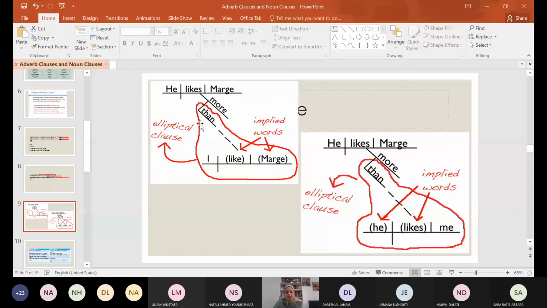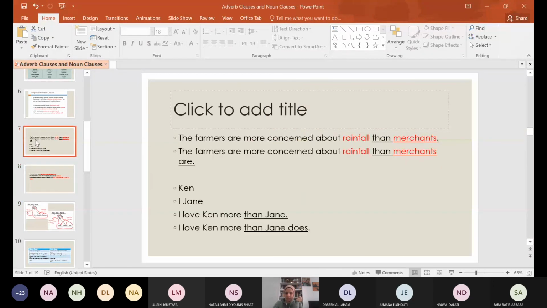He likes Marge more, and then the subordinating conjunction than, and I like Marge. I eliminated like Marge. He likes Marge more than he likes me, and we eliminated those, so it became an elliptical clause. He likes Marge more than me. He eliminated he likes me. He eliminated like Marge. So when I see that, I understand there is an adverb clause, although there is no verb. Why? Because the verb is eliminated. You understand now, girls? Yes. Again, when I see than, I understand there is an adverb clause.